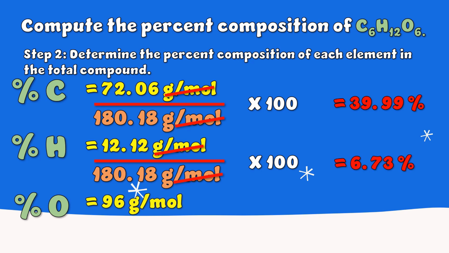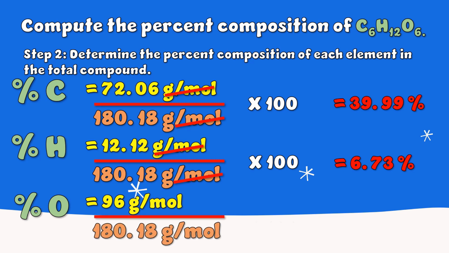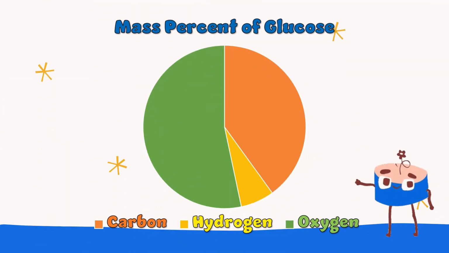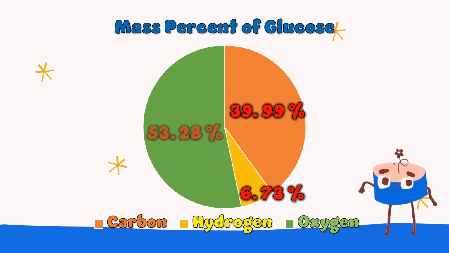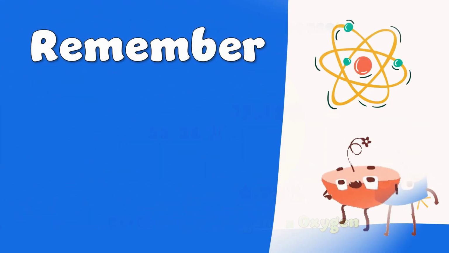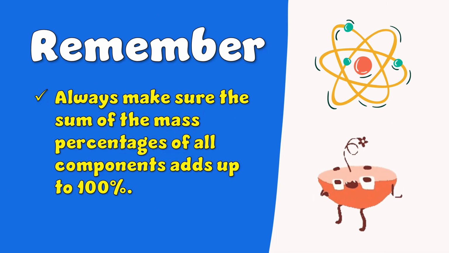6.73%. Lastly, the mass percent of oxygen is equal to 96 grams per mole divided by 180.18 grams per mole times 100. Cancel the common unit. The answer is 53.28%. This is the mass percent of glucose using the pie graph. We have 39.99% of carbon, 6.73% of hydrogen, and 53.28% of oxygen. Remember, always make sure the sum of the mass percentages of all components adds up to 100%. If it doesn't, you need to go back and find your mistake.